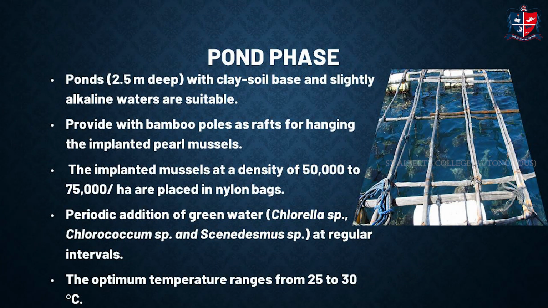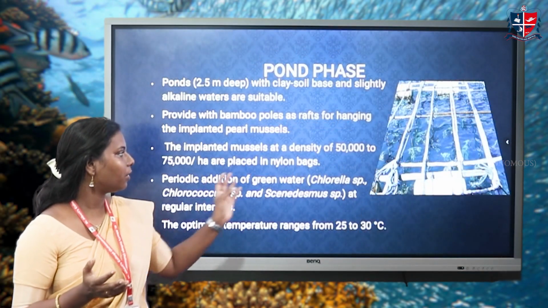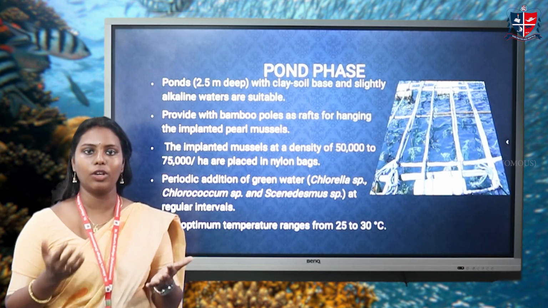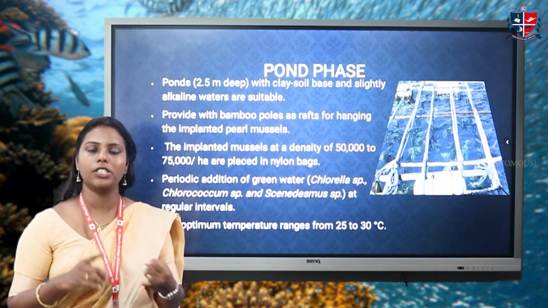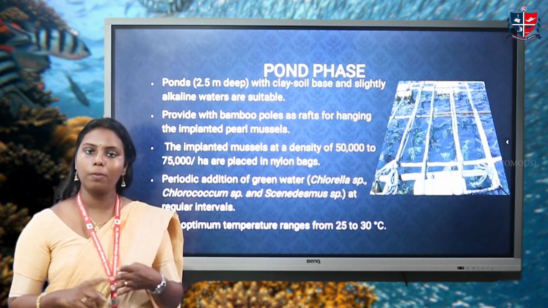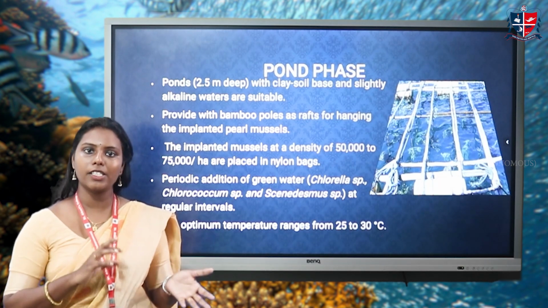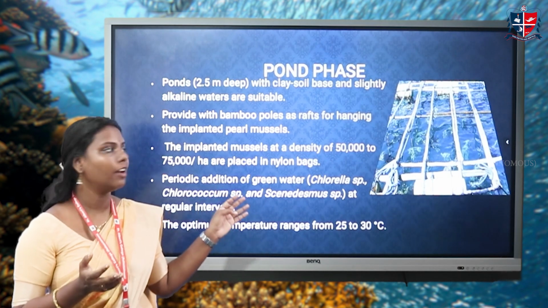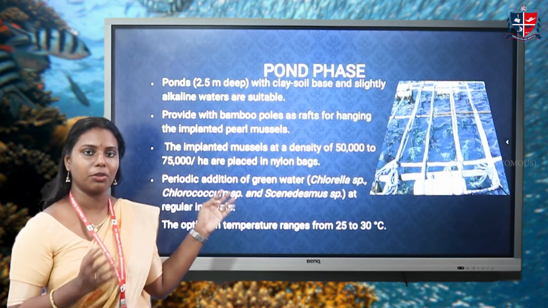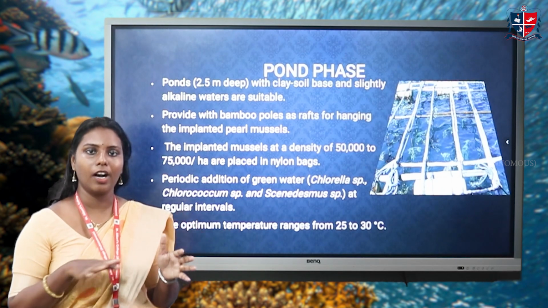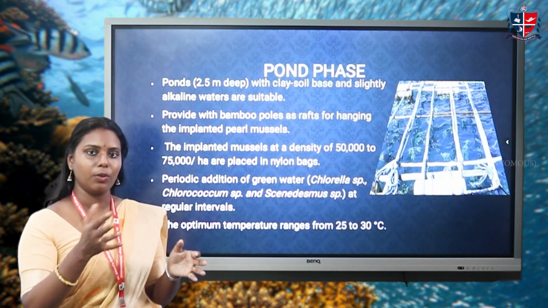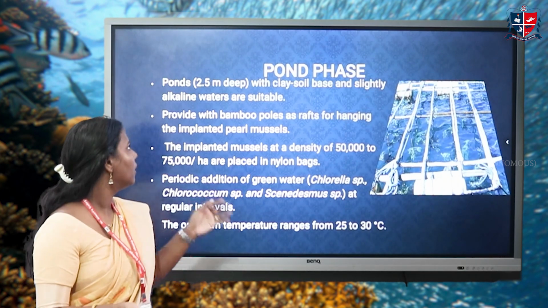The next step is the pond phase, that is the culturing of the operated mussels. For that we are using the raft method. There are different methods for the culturing of mollusks, mussels and pearls, that is raft culture, rack culture, tray culture, rope culture, long line culture. There are several methods. For this particular mussel we are doing pond phase culture, wherein there will be a raft and we will suspend the mussels onto that raft and culture them until they reach harvestable size.